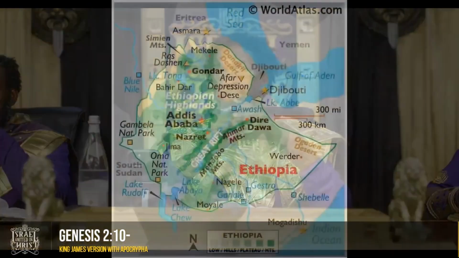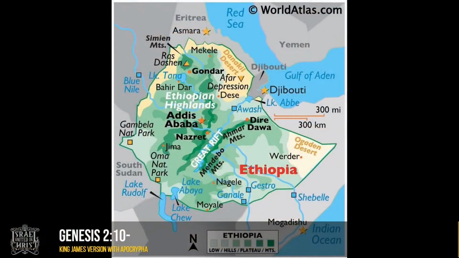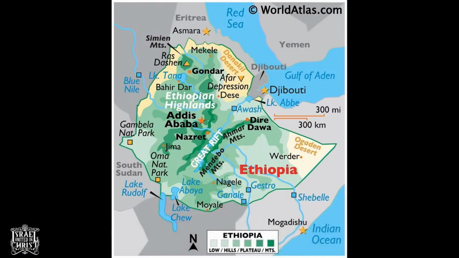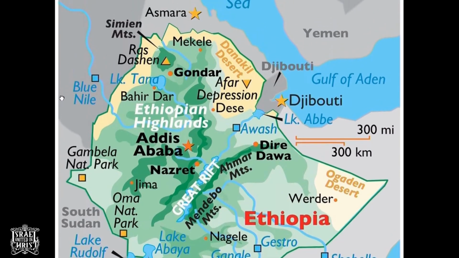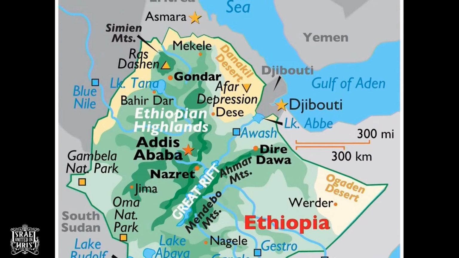Can you put the map on the screen? Okay, let me get my bearings. All right, you have the White Nile, and you see the Blue Nile, top left? That's what I wanted to show you, the Blue Nile, the Gihon. That's the one that encompasses the Ethiopia right there.